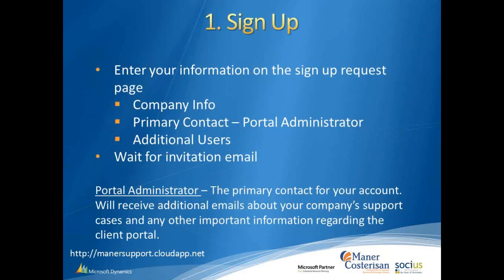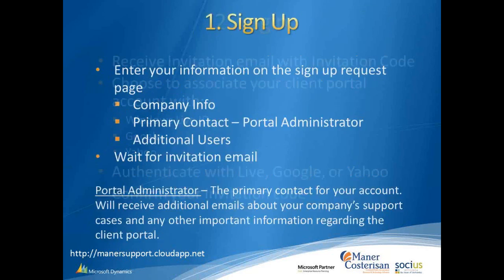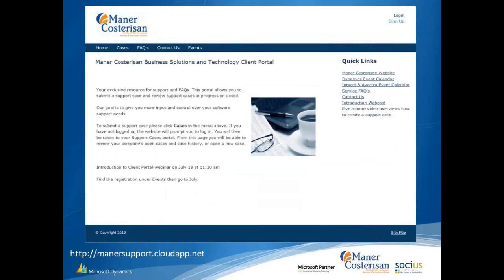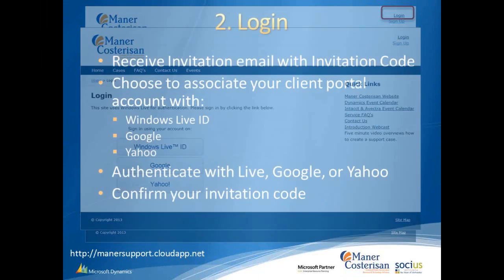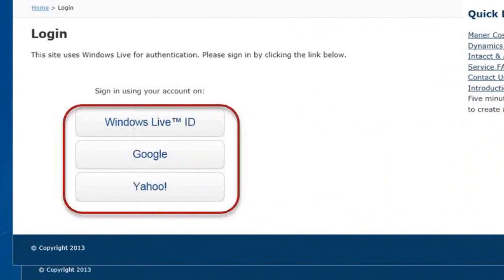And once we're done processing it, each person that you've added as an additional user, plus primary contact, will receive an invitation email with instructions on how to log in. Once you've received that email, it will contain an invitation code. You go back to the home page, and you go to the login page. And you can choose to associate your portal login with one of 3 different sites: the Windows Live ID, a Google ID, or a Yahoo ID.